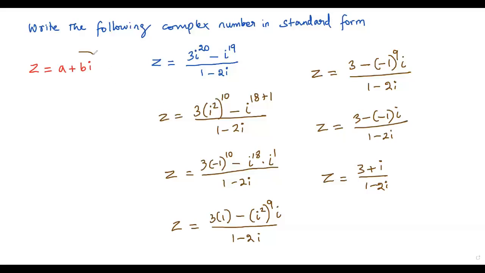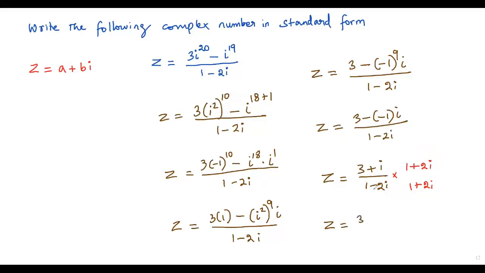To write the complex number in standard form, we have to get rid of the i in the denominator. How can I get rid of this i in the denominator? I have to multiply both numerator and denominator by the conjugate of the denominator. Here the denominator is 1 - 2i. The conjugate of 1 - 2i is 1 + 2i. So I multiply both numerator and denominator by the conjugate 1 + 2i.